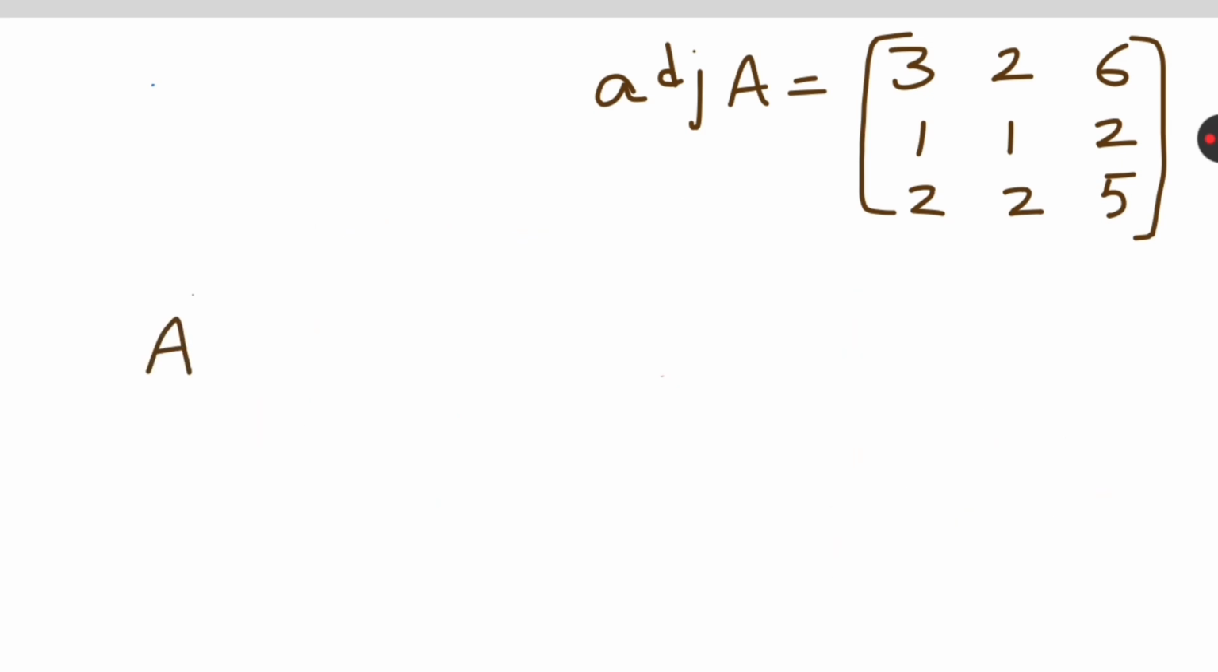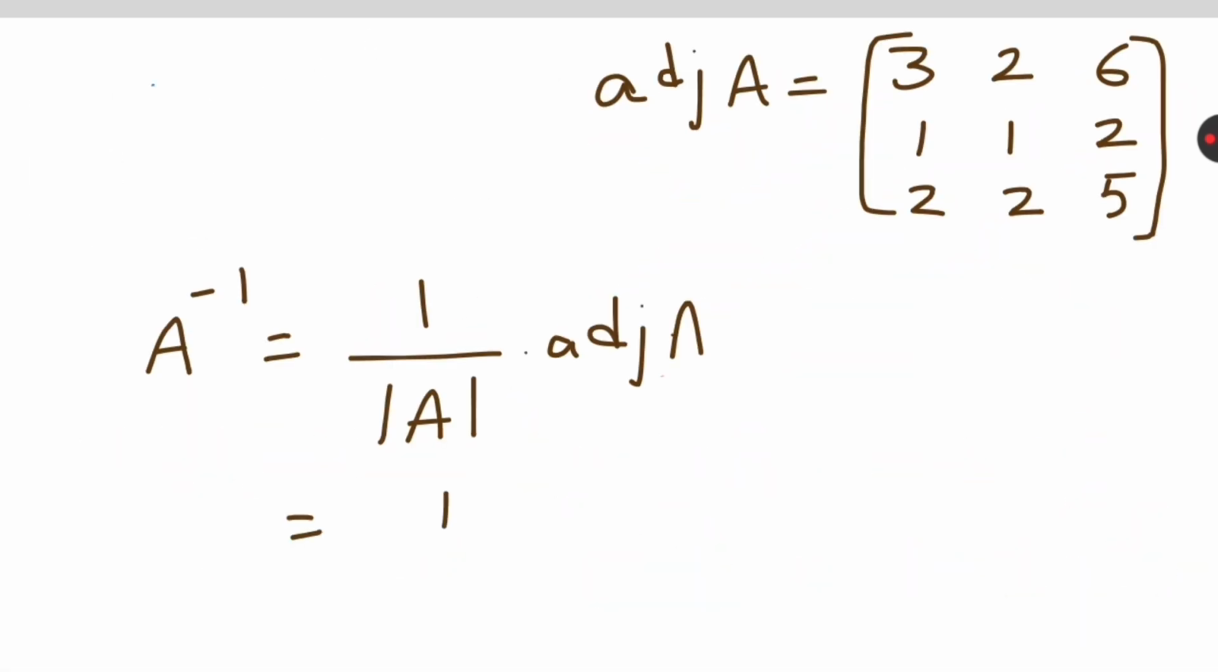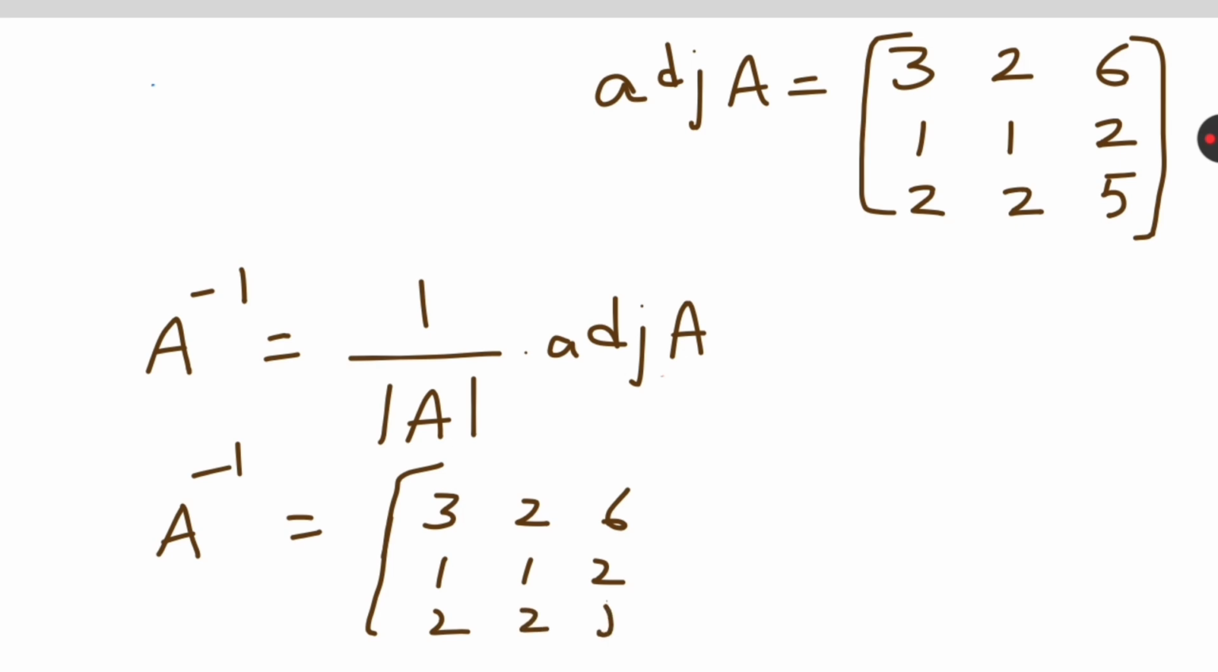We need to find A inverse. So A inverse equals 1 over determinant of A times adjoint of A. Just now we found that the determinant of A is only 1. So 1 over 1 is only 1, and 1 times adjoint of A is only adjoint of A. So then A inverse is equal to adjoint of A, which is 3, 2, 6, 1, 1, 2, 2, 2, 5. This is your inverse of the matrix.